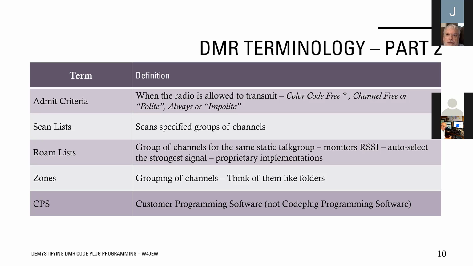And then there's CPS, customer programming software, not code plug programming software. CPS is a must. And there's only one radio out there that you can get away without using CPS on, and that is a Radioddity GD77. There's a few different variations of it, but that Radioddity GD77 has to be running custom firmware called Open GD77, and it's firmware that was developed by hams, and it makes a DMR radio very ham friendly. It's pretty awesome, to be honest with you.